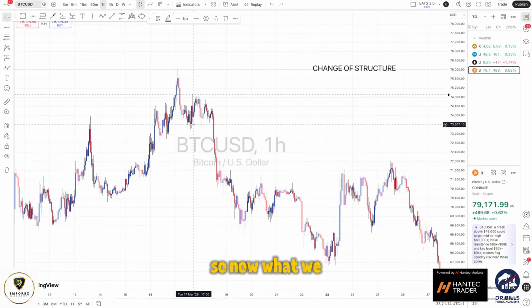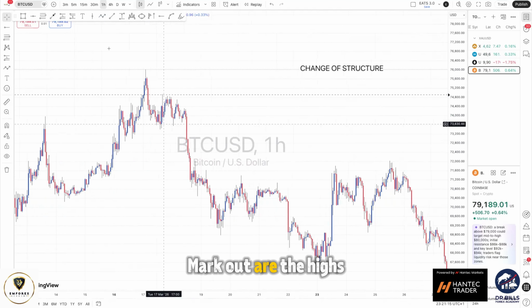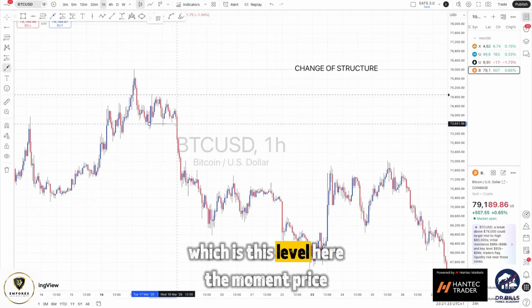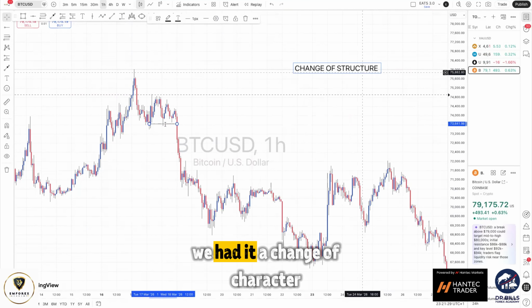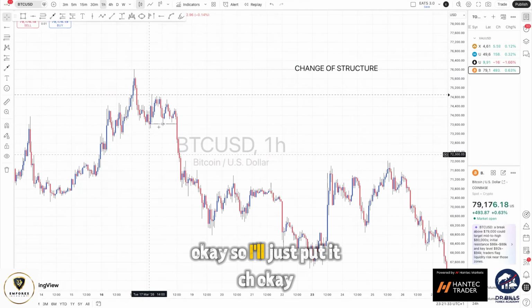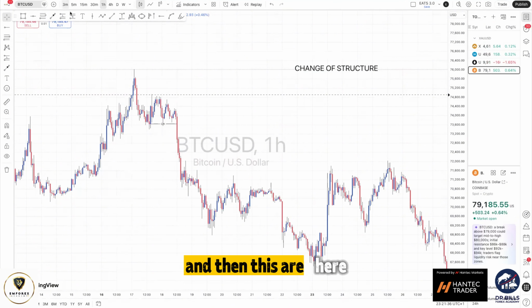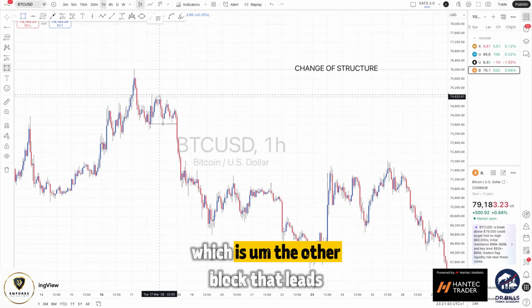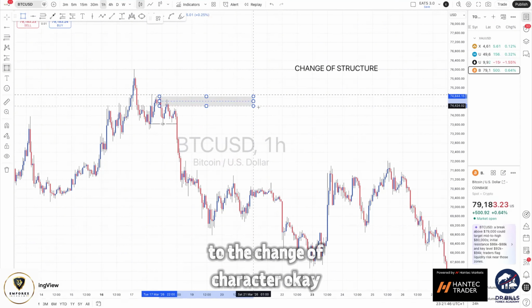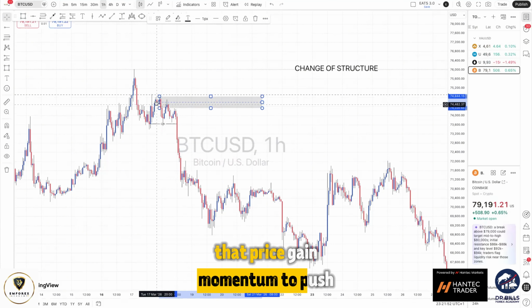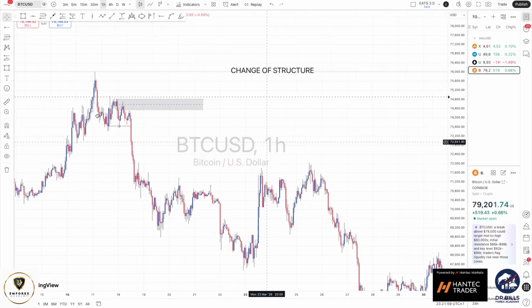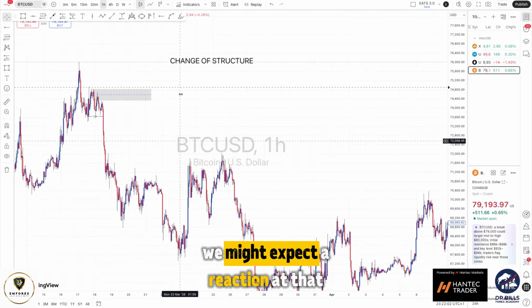Now the important levels that you need to mark out are the highs or the lows that led to that failure to swing, which is this level here. The moment price broke it, we had a change of character. I'll just put it CH. And then this area here is the other block that led to the change of character. Price gained momentum to push all the way down. So at a later time, if price pulls back into that level, we might expect a reaction at that level.